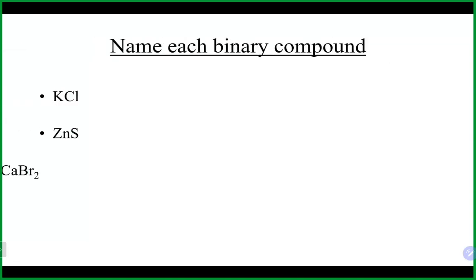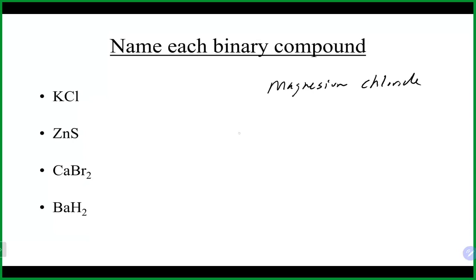All right, so why don't you try some here. When we give you some names, you write the proper formulas. So let's do magnesium chloride. Let's do some sodium sulfide. Let's do aluminum oxide. All right, so proper names on the left, proper formulas there on the right. See what you come up with here.